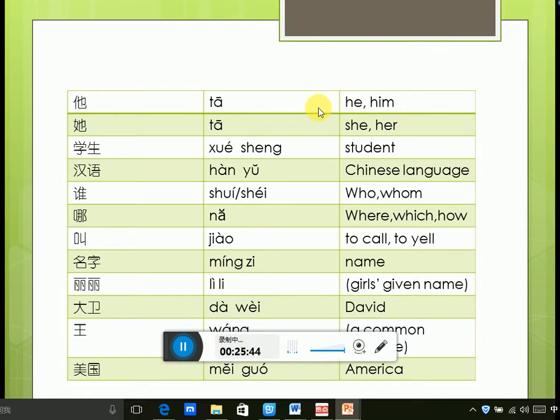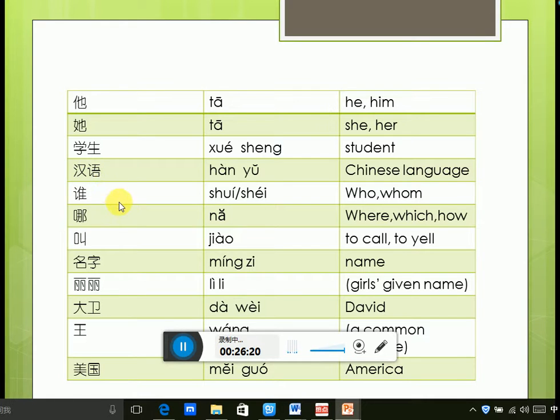他 means he or him. 她 means she or her. 学生 means student. 汉语 means Chinese language. The 语 word means language. So if it's the English language, we change the word 汉 into 英语.